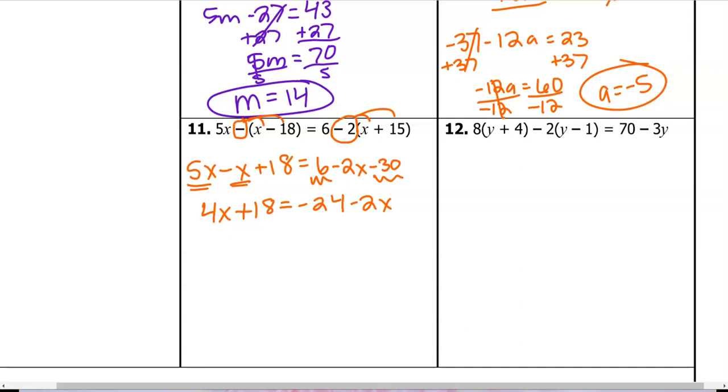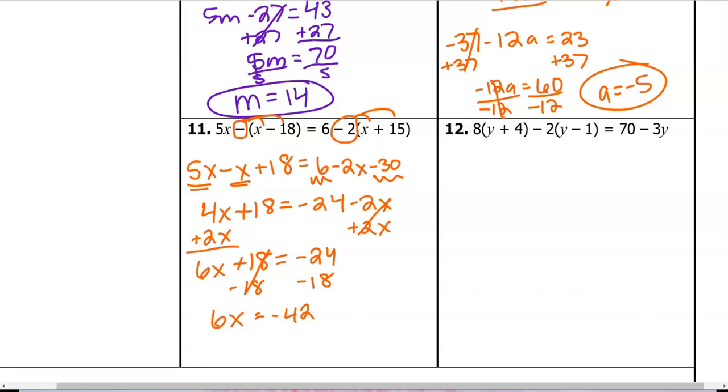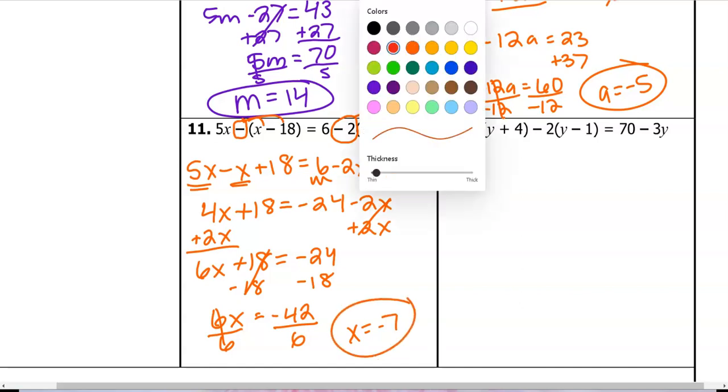All right, tell me what to do. Add 2x, yes. Add it to what? To the 4. So that gives me, yeah, good, 6x plus 18, I heard it, equals. Now what? Good. All right, don't let it trick you. -24, -18, so we're getting further away from 0. -42, yes. Final step. Divide by what? 6. So we're going to get x equals -7. Good.